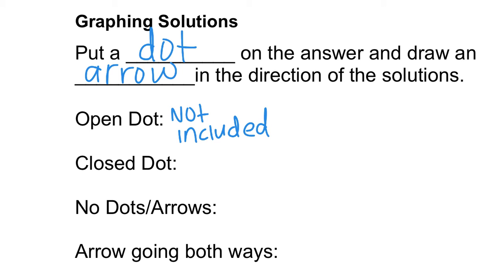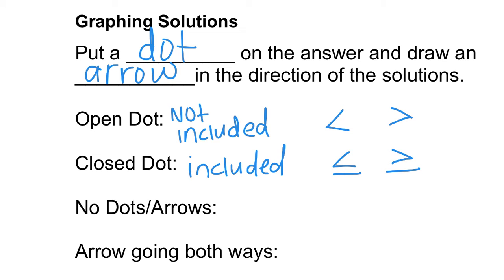So this is what you use when you have just a less than or just a greater than symbol with no line under it to show equal to. A closed dot means something is included. And so that's when you're going to use the equal sign symbols, and you would put a closed dot on that.